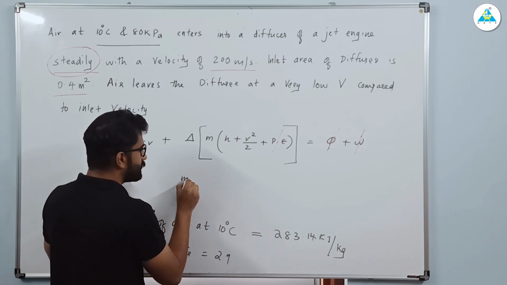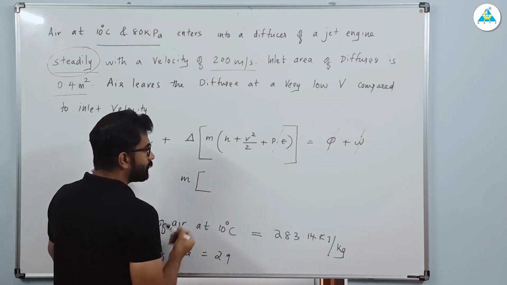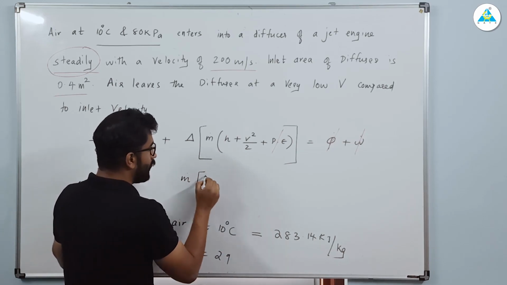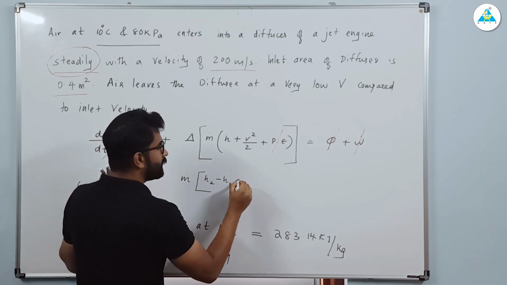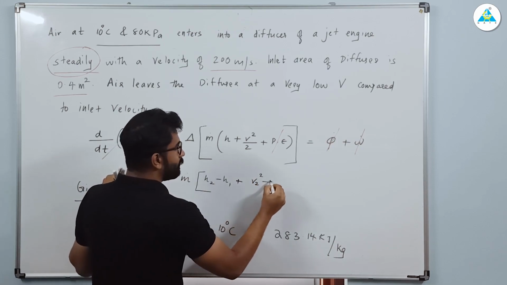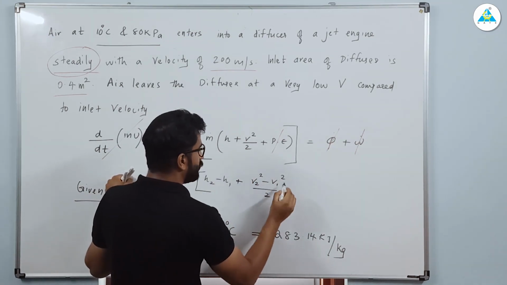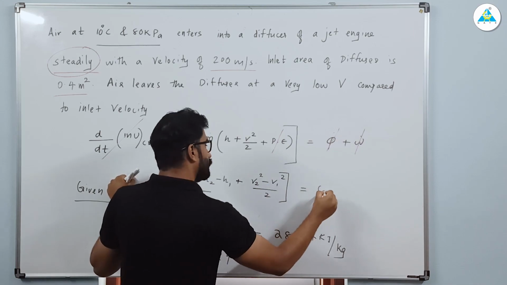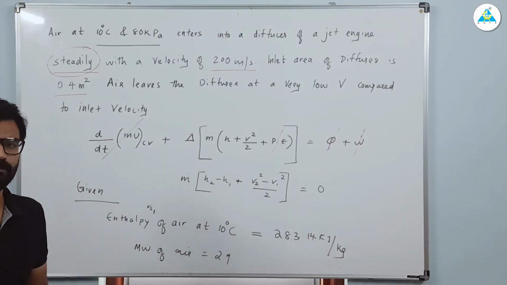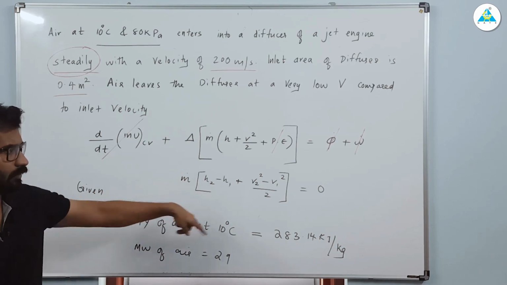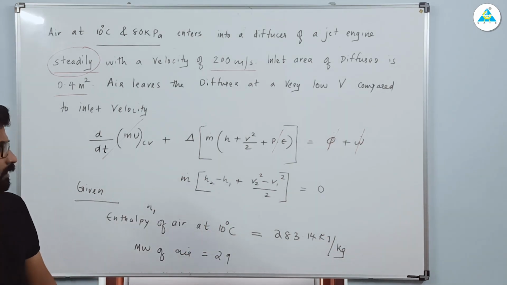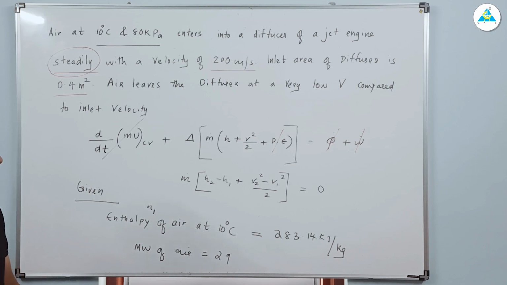So can I write it as m dot into (H2 minus H1 plus (V2 square minus V1 square) divided by 2) is equal to 0. Mass flow rate is a constant value, so it will go to that side, and that will be 0. I hope up to this is fine.